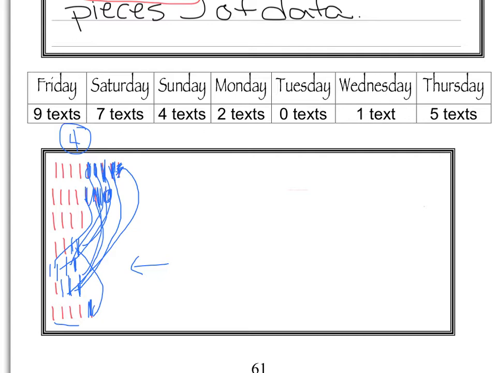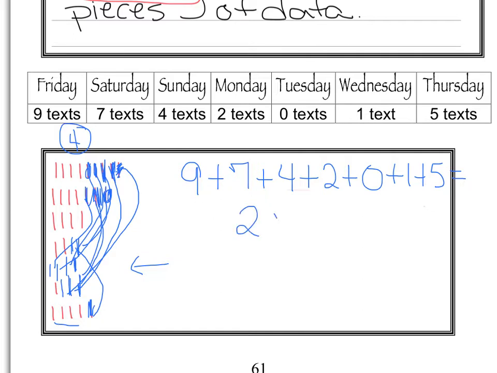Let's add it all up and do the calculation and see if we are correct. 9 plus 7 plus 4 plus 2 plus 0 plus 1 plus 5. You are certainly allowed to use your calculator. In fact, we encourage it. Use your calculator and add this up. The sum would be 28. Now, obviously, that's not the mean. Remember, we have to divide.